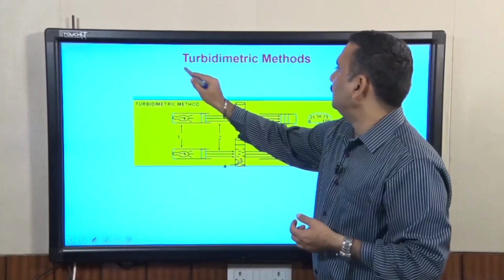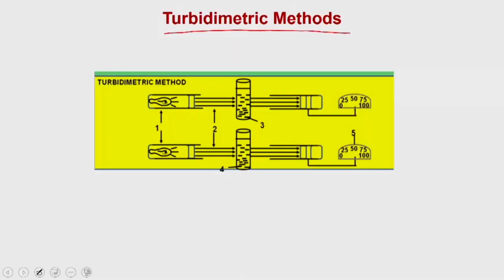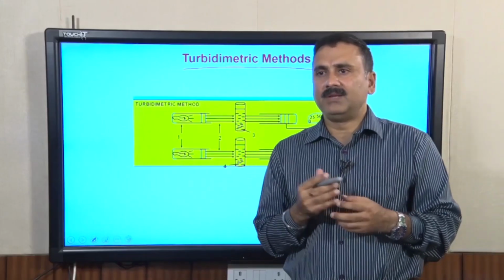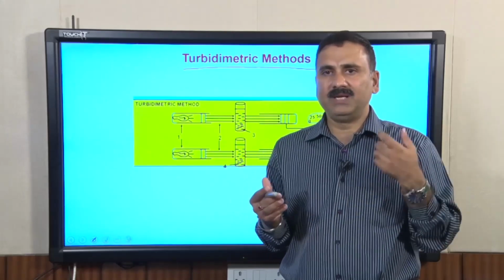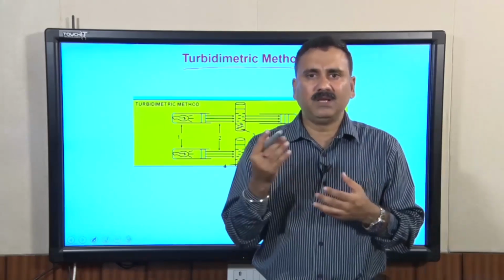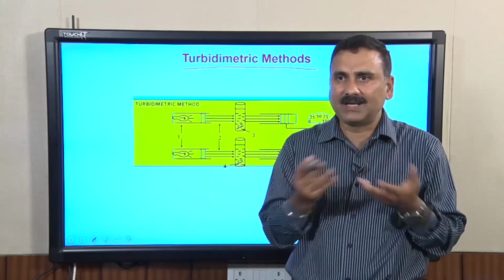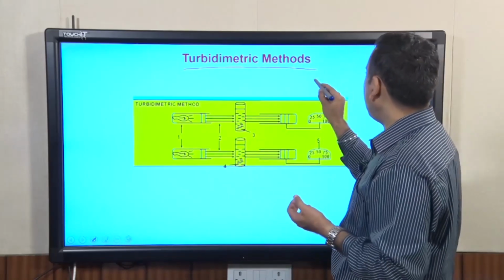Now, we will move on to another method, which is called the turbidometry method. You know the bacterial cell is particulate in matter. So, when the bacteria are growing in the media, they give turbidity, or they scatter the light. So, it is actually an object.